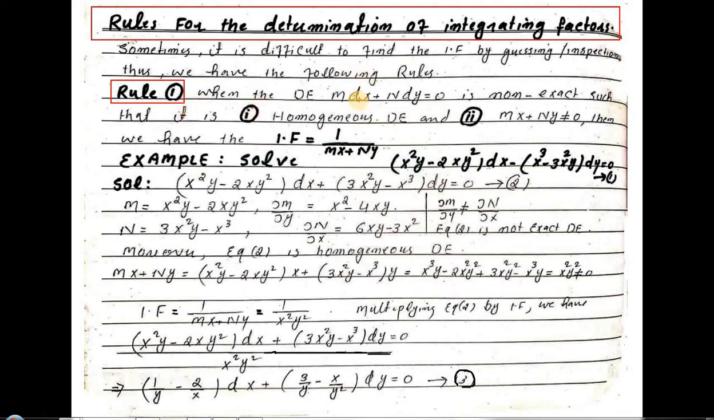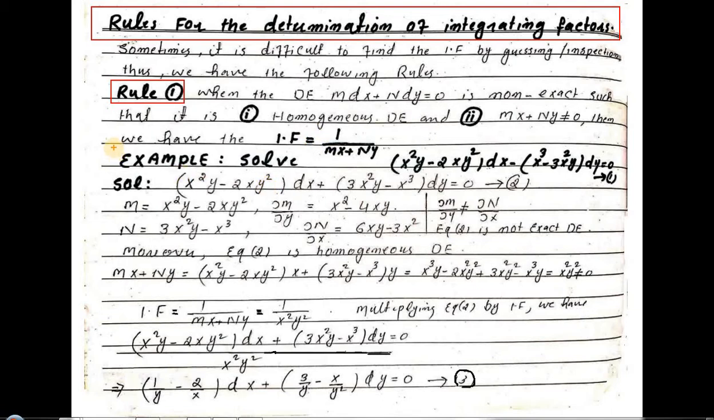When the differential equation m dx plus n dy is equal to 0 is non-exact such that it is a homogeneous differential equation and mx plus ny is not equal to 0, then we have the integrating factor 1 divided by mx plus ny. Here we have been told that in case of a homogeneous non-exact differential equation, we will find out mx plus ny. If this is non-zero, then the reciprocal of this expression, that is 1 over mx plus ny, will be the required integrating factor. To know about the rule, let us solve an example.